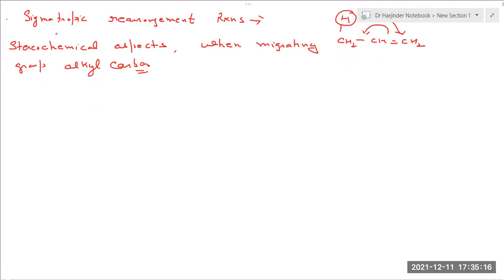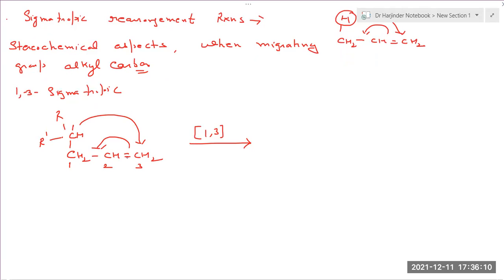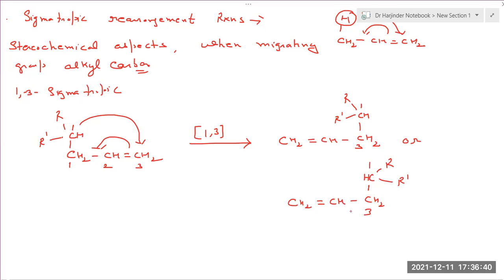For example, suppose we have a 1,3 sigmatropic rearrangement reaction. Here we have taken an alkyl group as the migrating moiety rather than CH=CH2. This carbon is your allylic carbon, and suppose over this carbon you have this group. Now this carbon is given as the third position. It can migrate in two different stereochemical ways. One is it migrates like this, the second way is it migrates like this. What is the difference between these two products? We have to discuss the stereochemical approach.